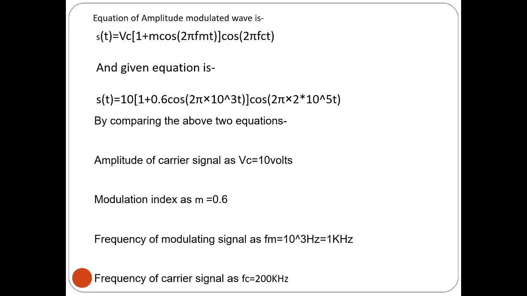So comparing the standard equation with the given equation of AM wave, what is the given equation? S(t) = 10[1 + 0.6 cos 2π10^3 t] cos 2π(2×10^5)t. Comparing this equation with the standard equation, we can extract these values. Vc is equal to 10 volt, modulation index is 0.6, the frequency of modulating signal is 10^3, that is 1 kilohertz, and the frequency of carrier signal is 200 kilohertz.